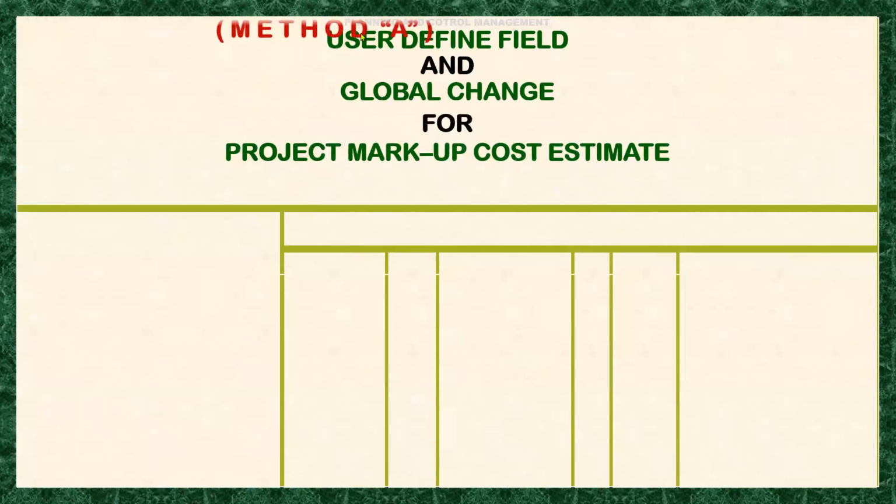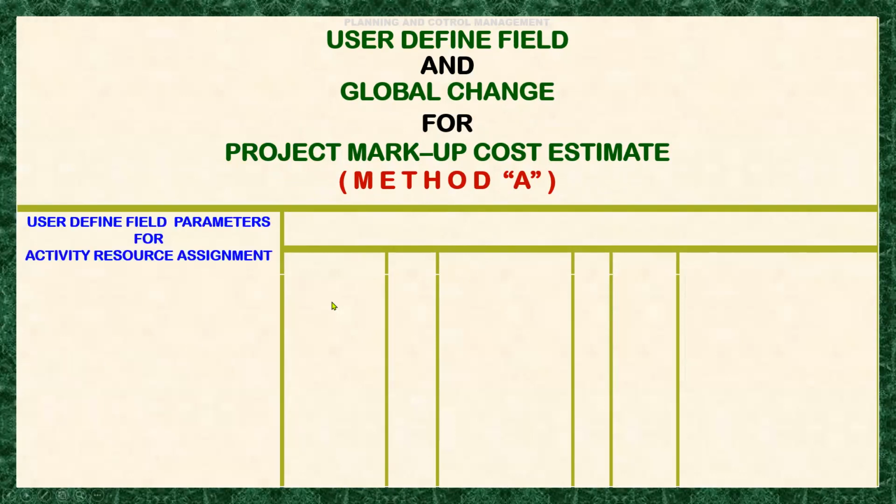So this is about the user-defined field and global changes for project markup cost estimate applying method A. Here are the user-defined field parameters for activity resource assignment. So the following parameters will be defined in the user-defined field. And the first one is A. We designate A as a short name so that it will be easy for us to do the formula.